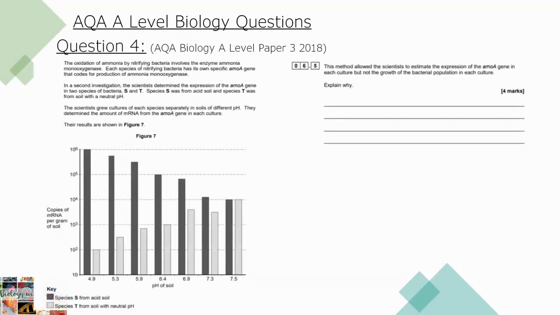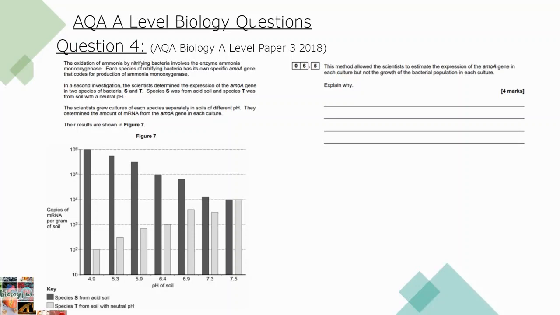So question 4, the oxidation of ammonia by nitrifying bacteria involves the enzyme ammonia monooxygenase. Each species of nitrifying bacteria has its own specific AMO-A gene that codes for production of ammonia monooxygenase. In a second investigation, the scientists determined the expression of the AMO-A gene in 2 species of bacteria, S and T. Species S was from acid soil and species T was from soil with a neutral pH. The scientists grew cultures of each species separately in soil with a different pH. They determined the amount of mRNA from the AMO-A gene in each culture. Their results are shown in figure 7.